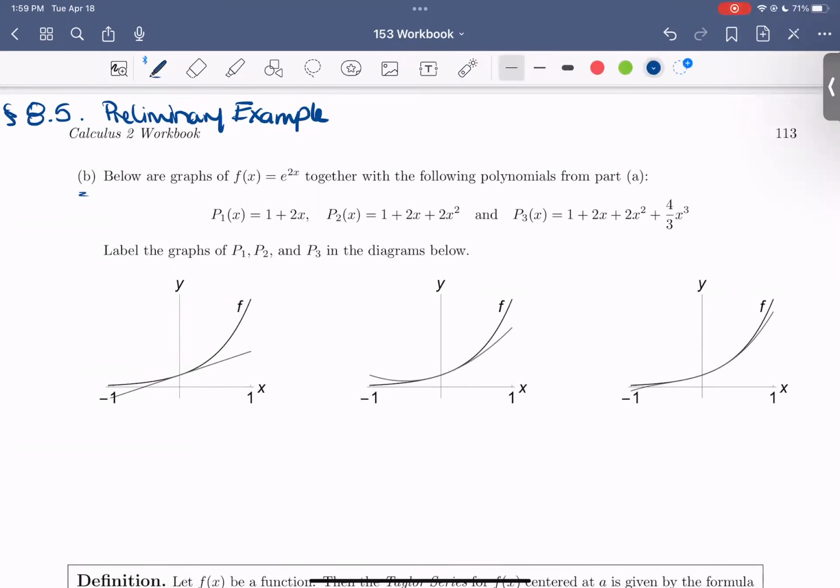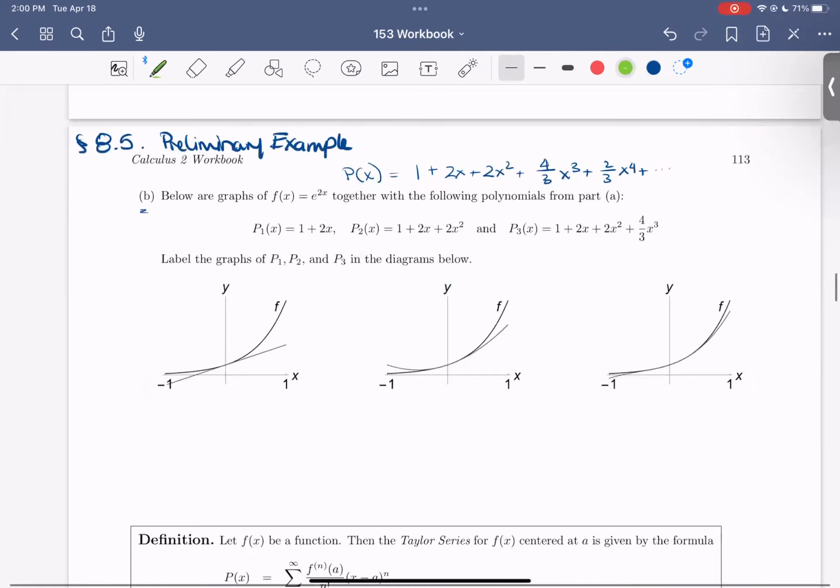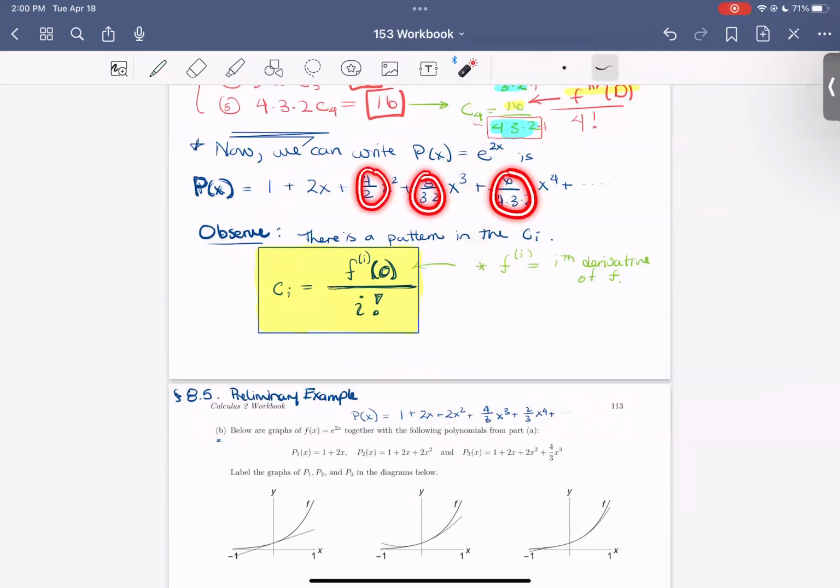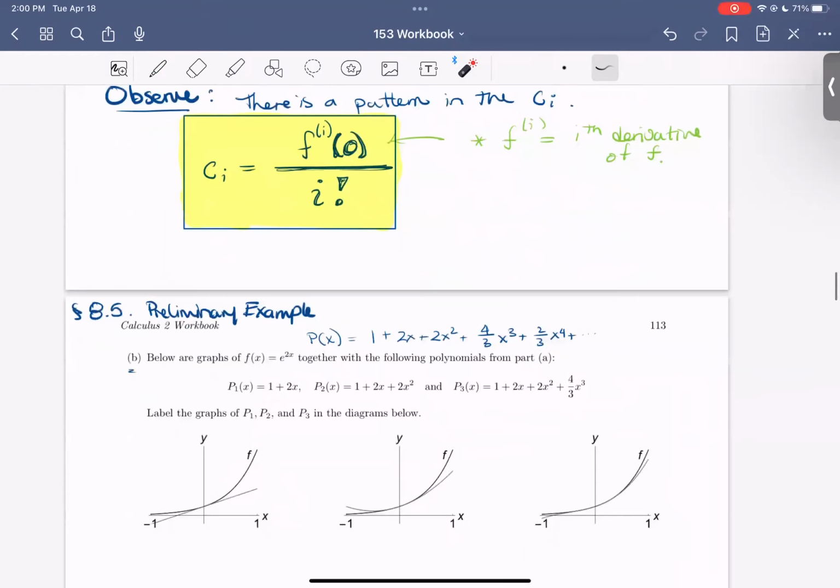So before looking at that, let's just recall that series that we found in part A, p of x. So I'll just write that out here. We found that p of x, using our technique for finding each coefficient, was equal to 1 plus 2x plus 2x squared plus 4/3 x cubed plus 2/3 x to the 4th. And I went ahead and computed the values of the coefficients that we found just to simplify our work here. But feel free to check me on that as well.